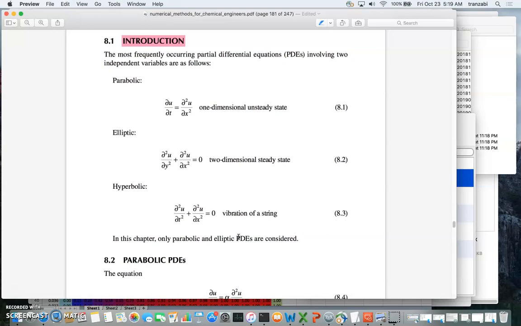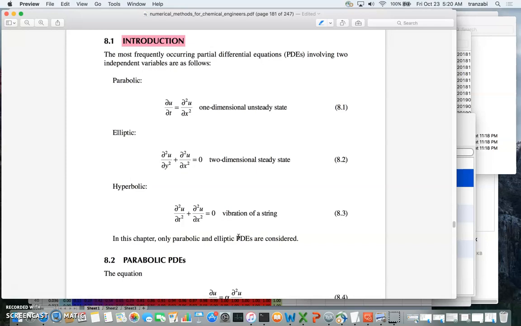When we talk about PDEs or partial differential equations, we should note that we have at least two variables. One could be time, the other could be position, like x. One could be time, the other could be position, like y. Or could be two different position variables, like x and y. So all of these are within the category of PDEs.